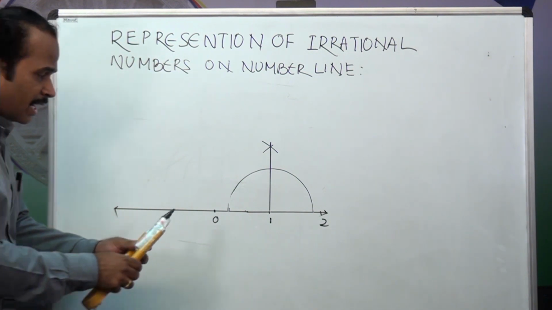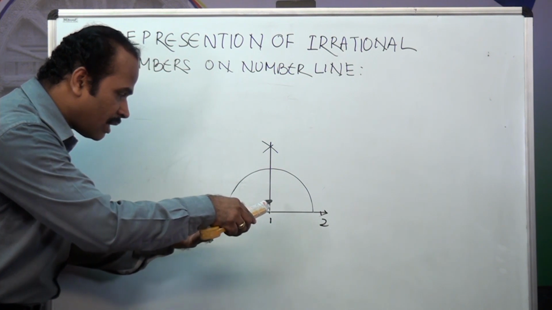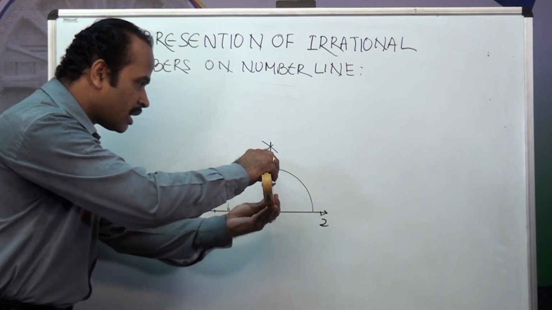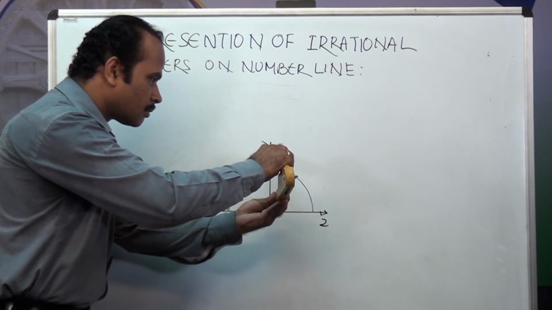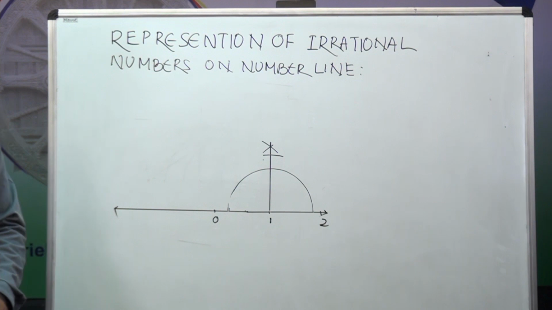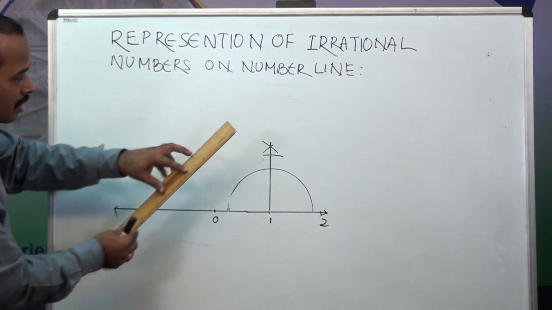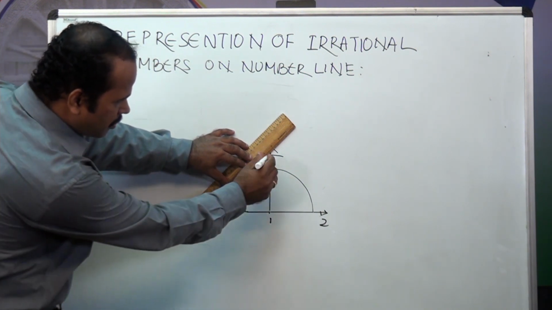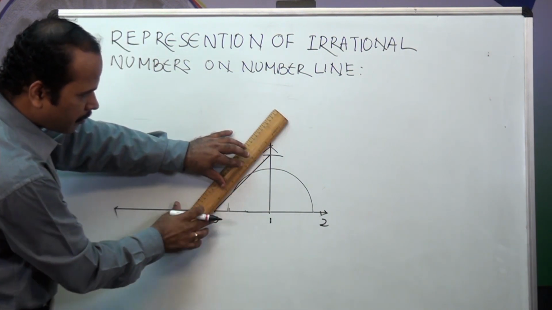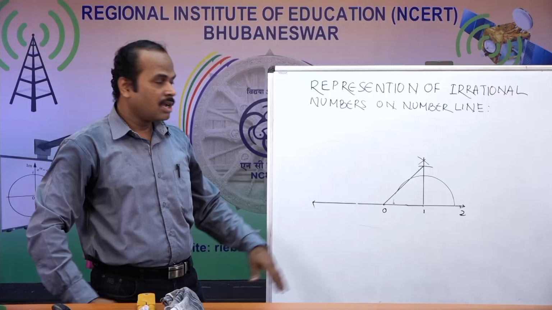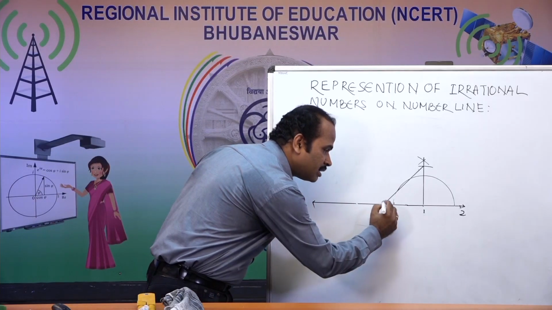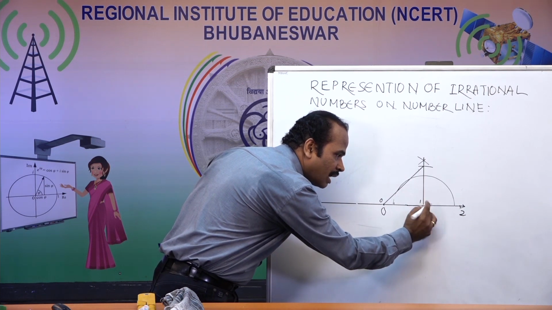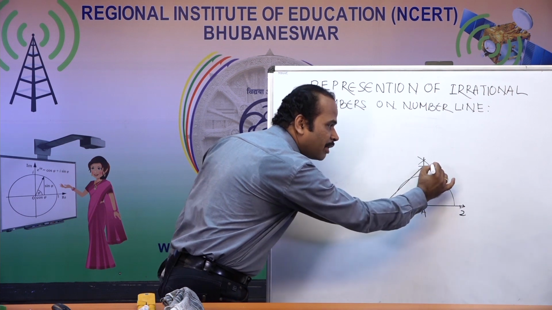Now as I have taken 0 to 1 as 1 unit, I have to again select this 1 unit here. Let me select 1 unit here. Now this is my 1 unit. Let me join this point 0 to this point. Okay, so now what I did, I have constructed a line. Let me name this point. Suppose this point is 0, let me take it as O. This point is 1, let me write it as A, and this point is B.